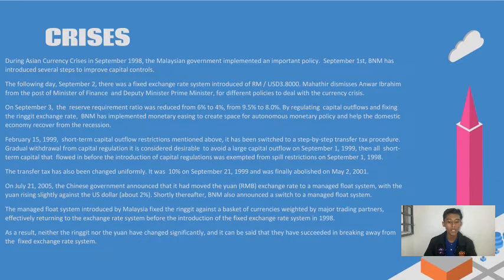The managed floating system introduced by Malaysia fixed the ringgit against a basket of currencies weighted by major trading partners, effectively returning to the exchange rate system before the introduction of the fixed exchange rate system in 1998. As a result, neither the ringgit nor the yuan have changed significantly, and it can be said that they succeeded in breaking away from the fixed exchange rate system.